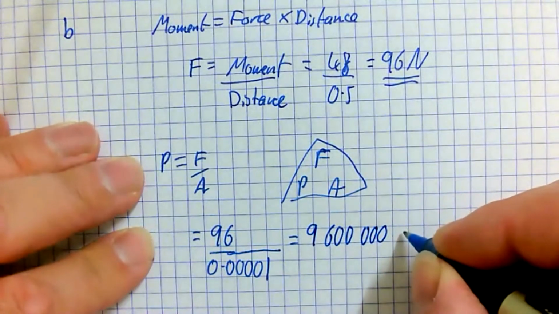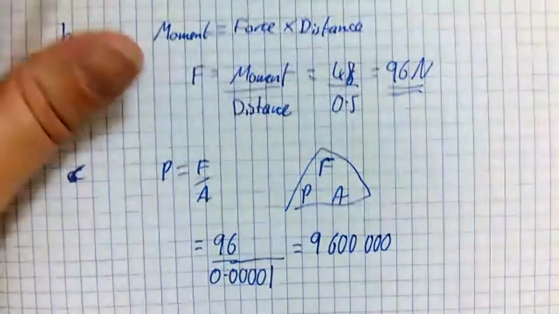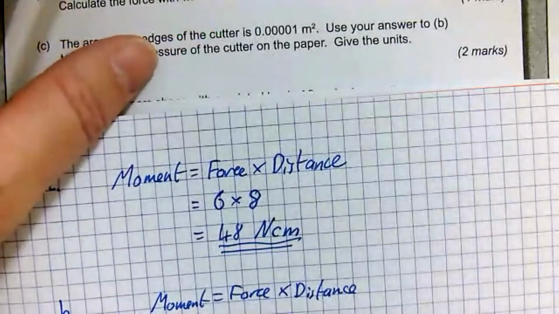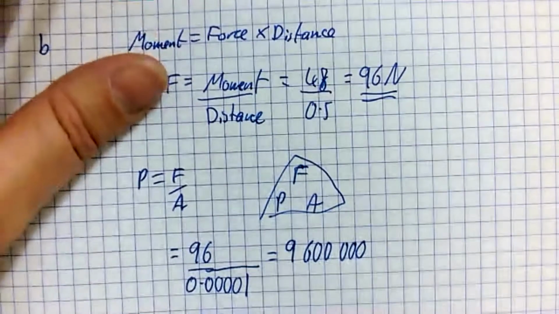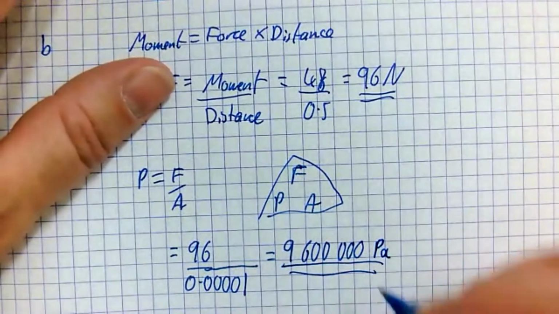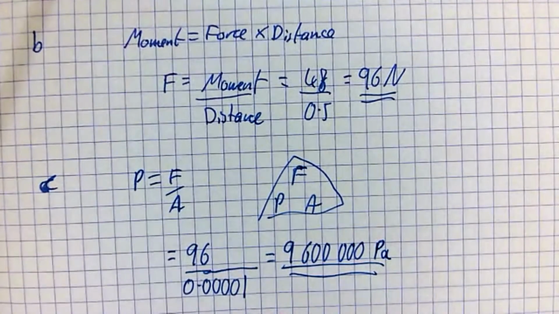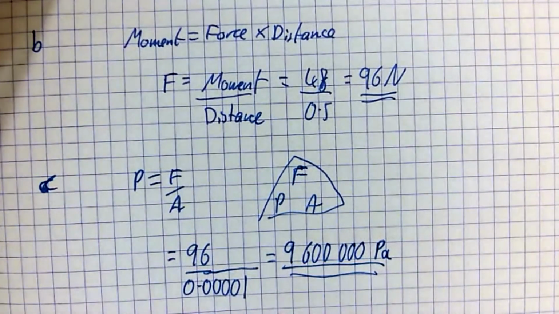And that's going to be, well, we've got to be careful. If the force is in newtons, the area, it tells you, is in meters squared. So it's newtons per meter squared, so that would be pascals. Okay, that makes sense? Yeah. Okay.